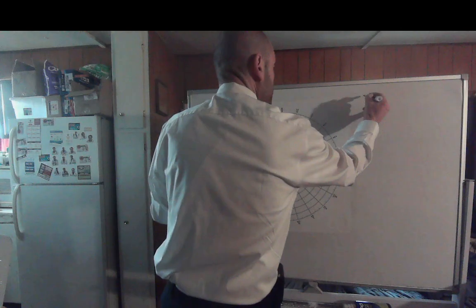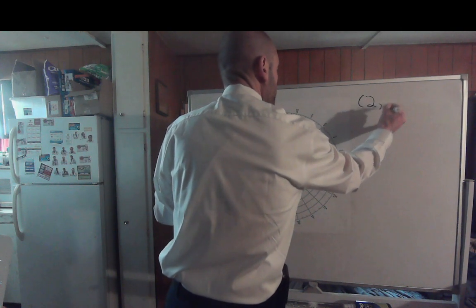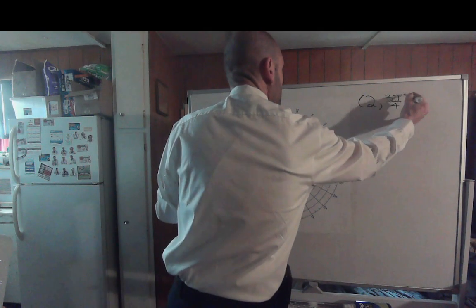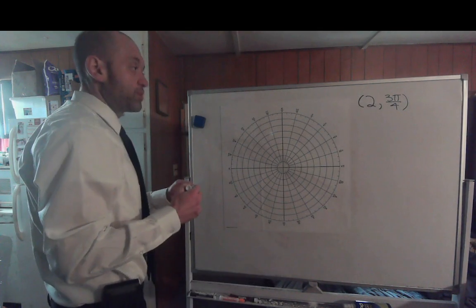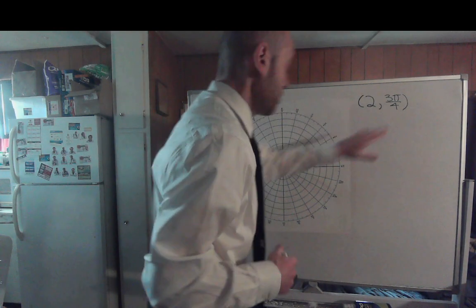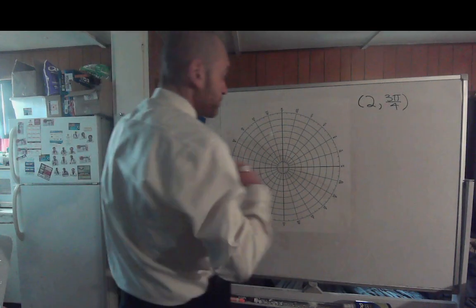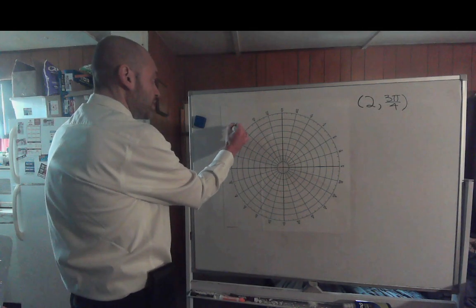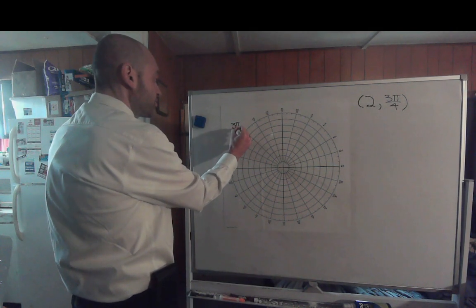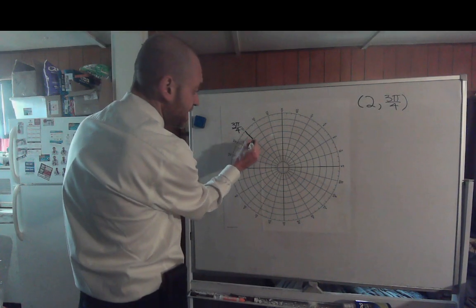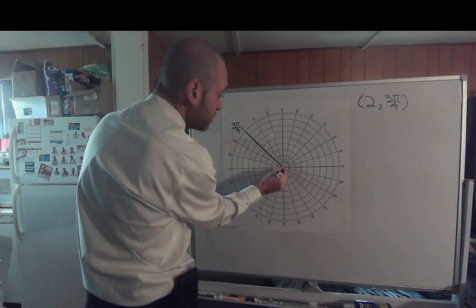Let's say I give you the point 2, 3 pi over 4. So 2, 3 pi over 4, that's your original polar coordinate. So let's find 3 pi over 4. That can be found right here in the second quadrant. Here's 3 pi over 4 right there. That's going to be this axis, the 3 pi over 4.